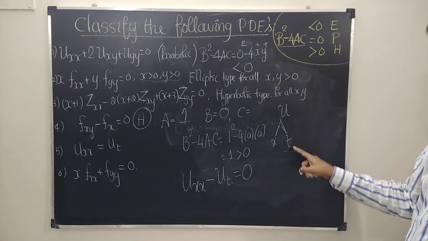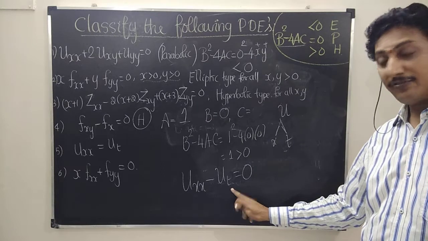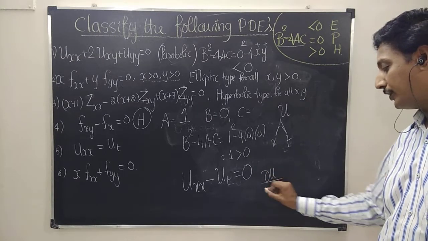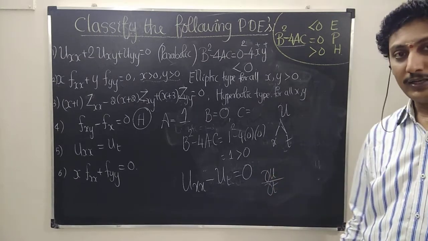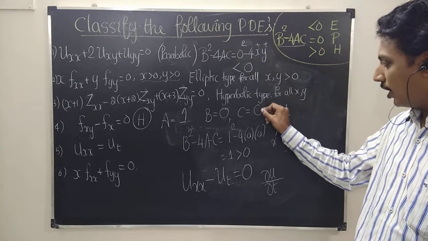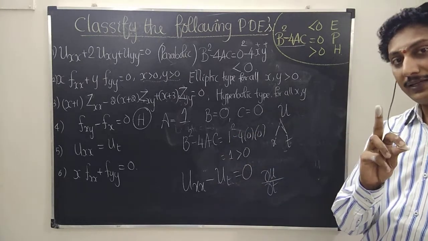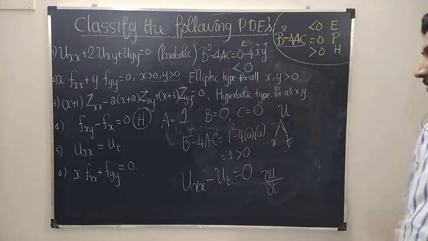C is u with respect to t two times, but here only one time. This is the first order partial derivative, dou u by dou t. Please don't consider it, simply omit it. So there is no second order partial derivative other than this term. So only one term is given, right? So a value is 1, b is 0, c is 0.